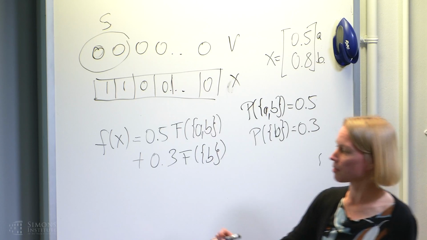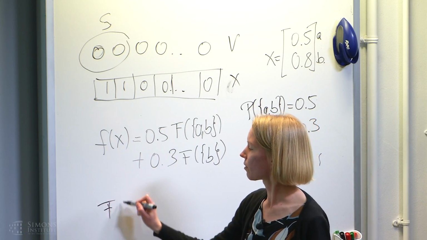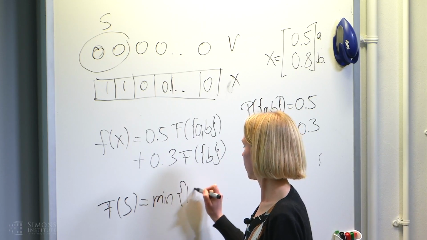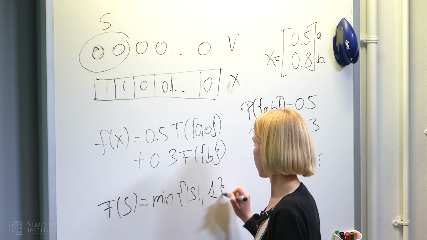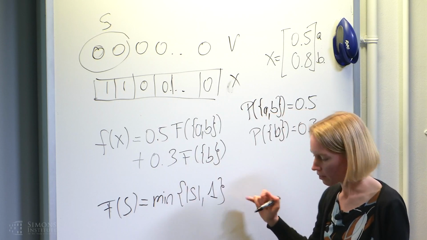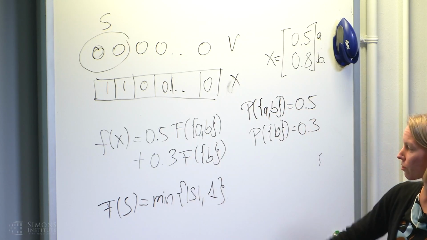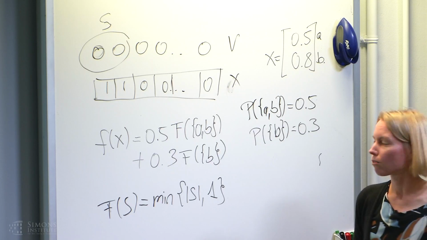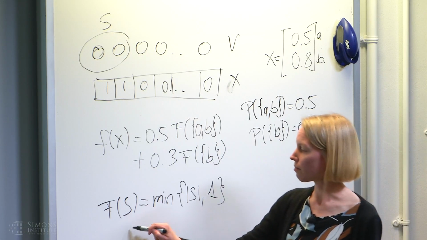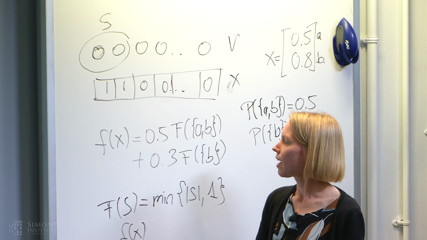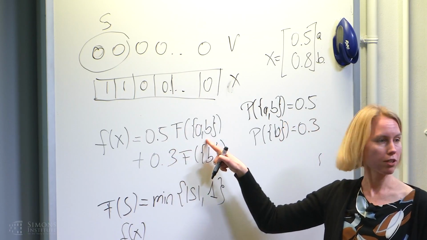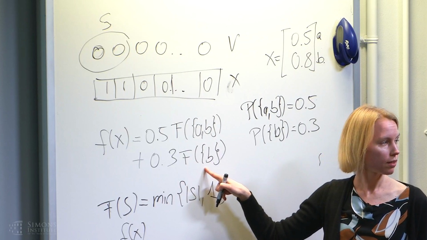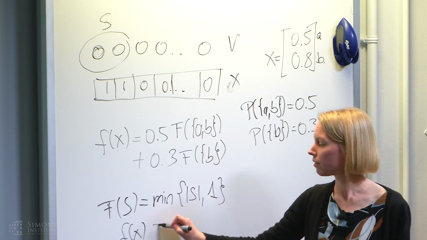So now let's look at some examples. Let me give you the first example function. Let's say f of s is the minimum of the cardinality and 1. It looks like a very boring function. This function is 1 everywhere except for the empty set. So let's do this exercise. What is f of x? F of x is 0.5 times 1, because that's not the empty set, plus 0.3 times 1, which is 0.8.